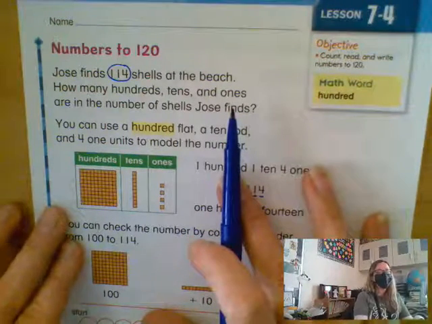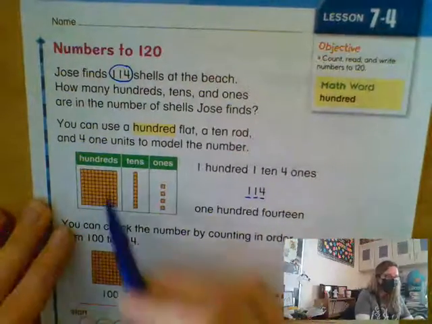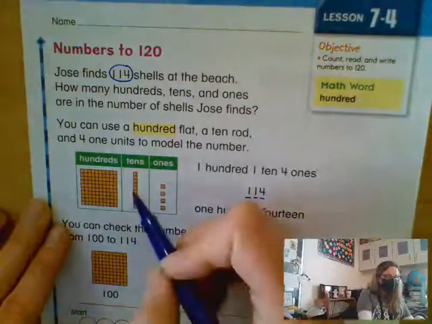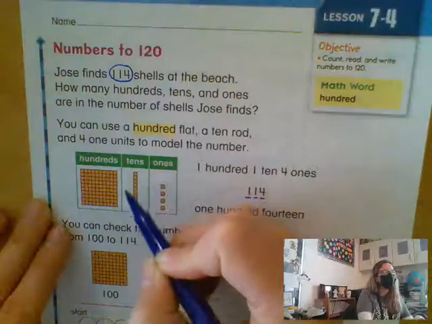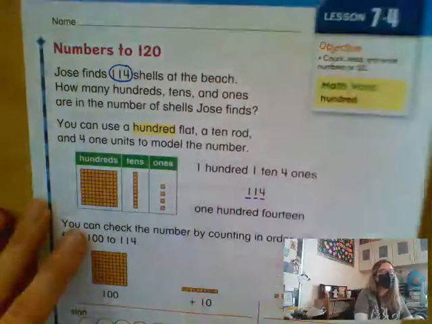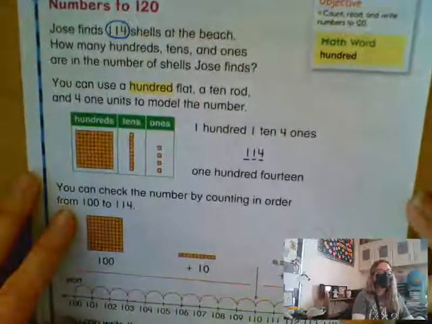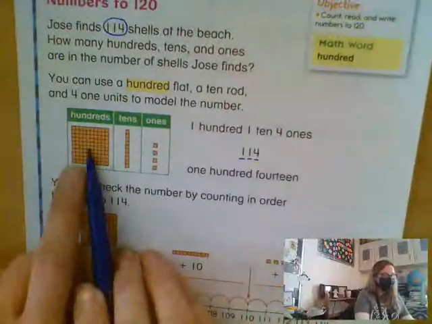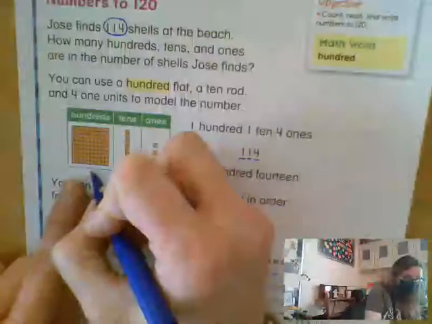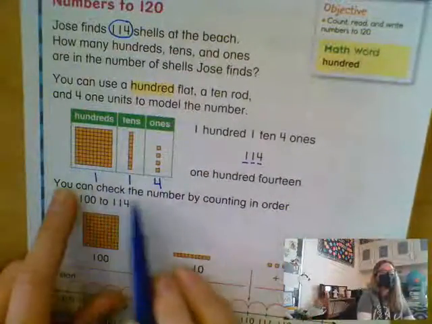So it says how many hundreds, how many tens, and how many ones are in the number of shells Jose finds. Well, we have 100, so they drew 100 block. You see it there? There's 110, so they drew 110 block. You see it there? And there are 4 ones, so they drew 1, 2, 3, 4 cubes or blocks. Now, do you see when you look at this, 100, 110, and 4 ones, if you were to write that out, you get the number 114.